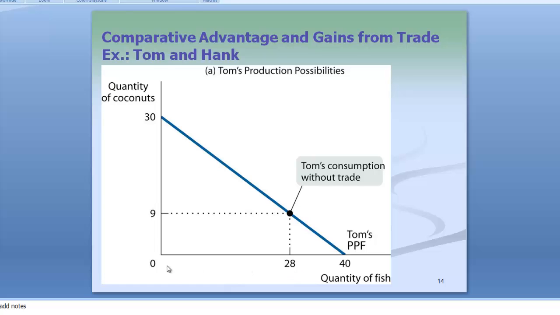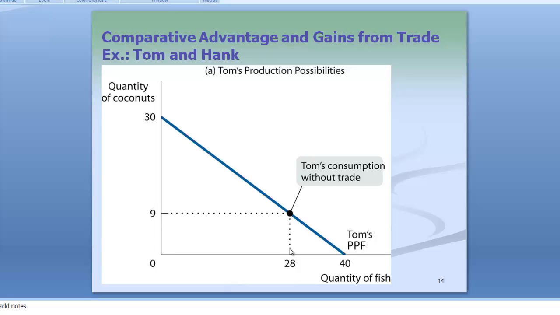If, on the other hand, Tom decides to use all of his time to collect coconuts, he will collect 30 coconuts but 0 fish. It's likely that Tom would consume at some consumption point along his production possibility frontier, where the production possibility frontier represents the maximum number of goods or services that can be produced, given the current level of resources and technology. So Tom chooses a point along his production possibility frontier, such as 9 coconuts and 28 fish.